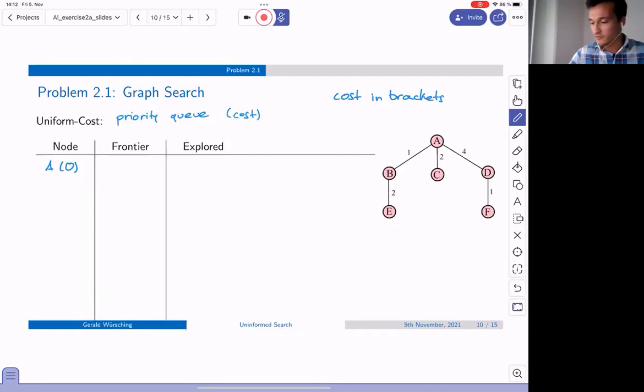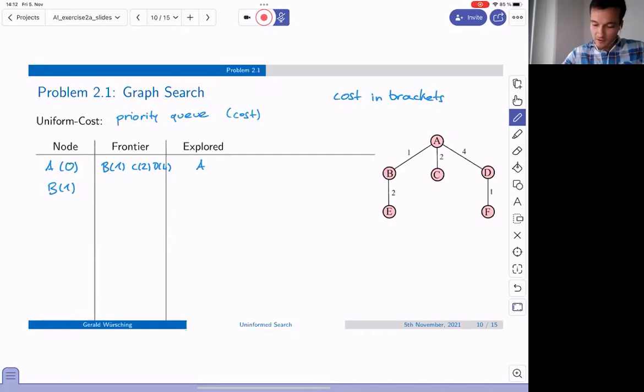Good. What does our frontier look like? So I'll just write it down. It's pretty simple. Frontier is B1. Somebody wrote it in the chat already. It's B1, C2, and D4. And our explored set is A because we're currently in node A. Okay, which node do we choose? Somebody can tell me? Yes, exactly. We choose B because we use a priority queue. So we choose the one with the least cost. So we say B1.